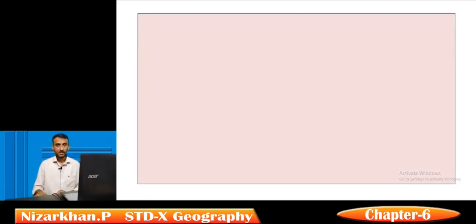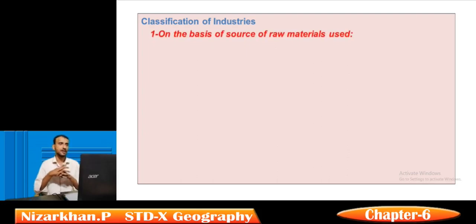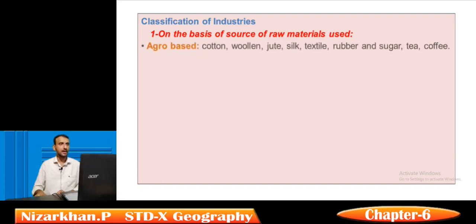Then, classification of industries. We can classify industry based on some criteria. First one, on the basis of source of raw materials used. On the basis of source of raw material used, the industries are classified into two: agro-based industries and mineral-based industries. Examples of agro-based industries are cotton, woolen, jute, silk, etc. Mineral-based industries are iron and steel.